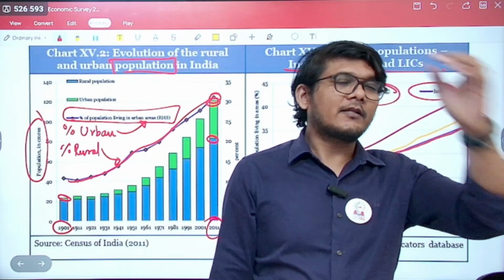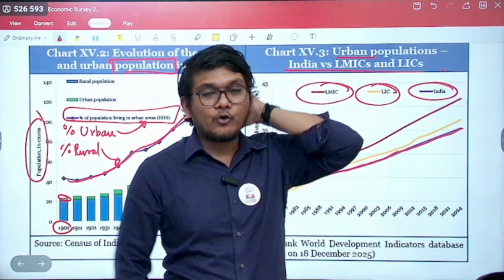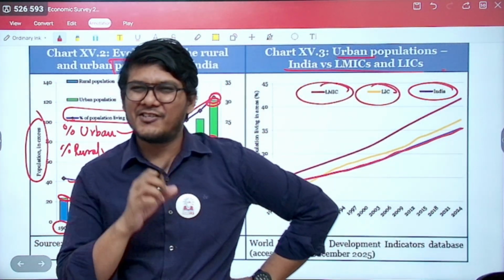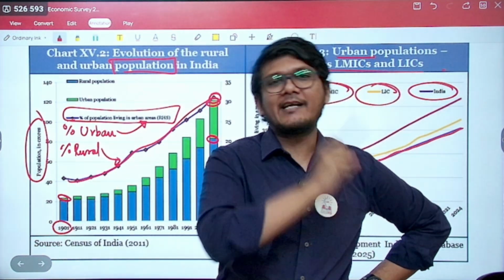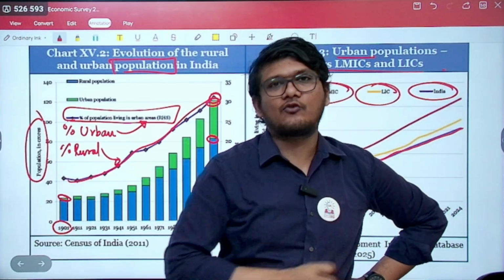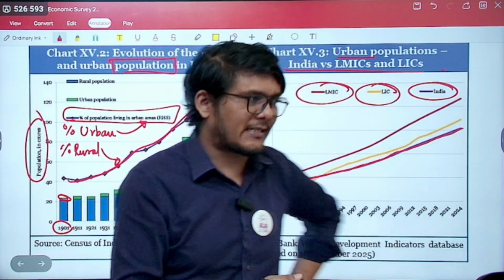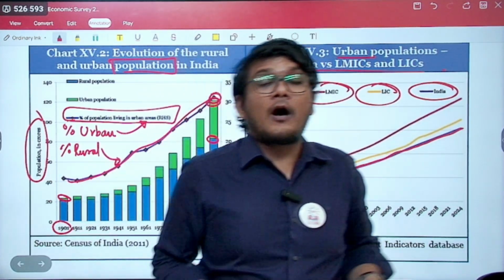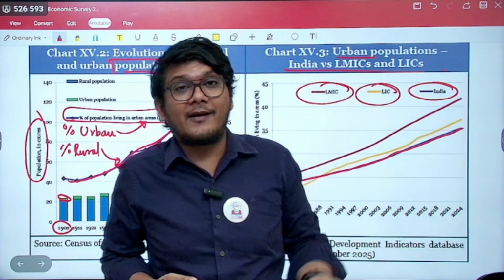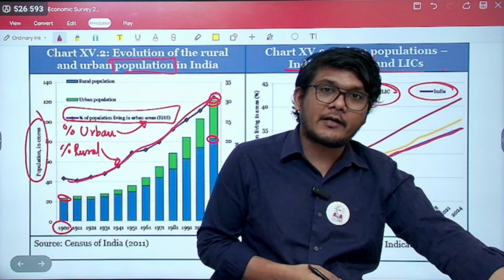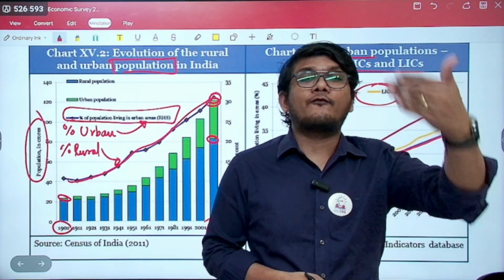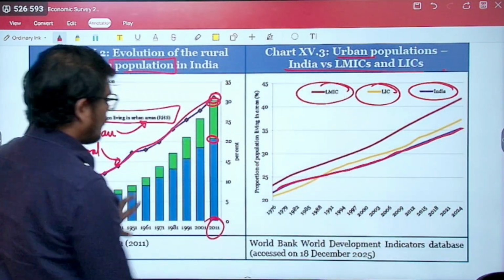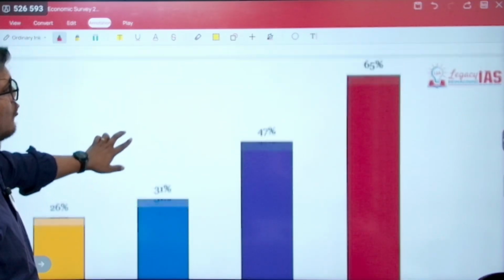However, the thing is, it depends how you define urbanization. India's definition of urbanization is quite rigid. So now a very interesting graph or picture is going to come in front of you. It says that we are lesser than low income countries, but if our cities would have been defined by the definition used by other countries, then our percentage of urbanization would have been way higher. That is what the economic survey will try to prove.